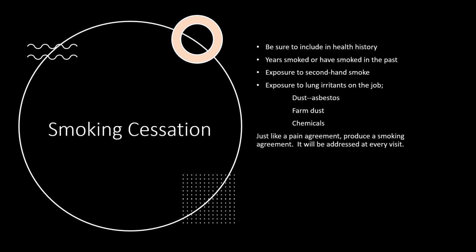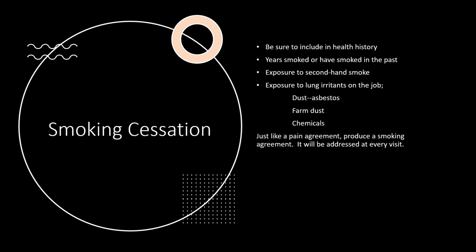So a few things to do is to include it in the health history every single time. Years smoked, or how they have smoked in the past, exposure to secondhand smoke, exposure to lung irritants that are on the job, such as dust, asbestos, farm dust, chemicals, any type of irritant that's going to make the lungs not function like they're supposed to.